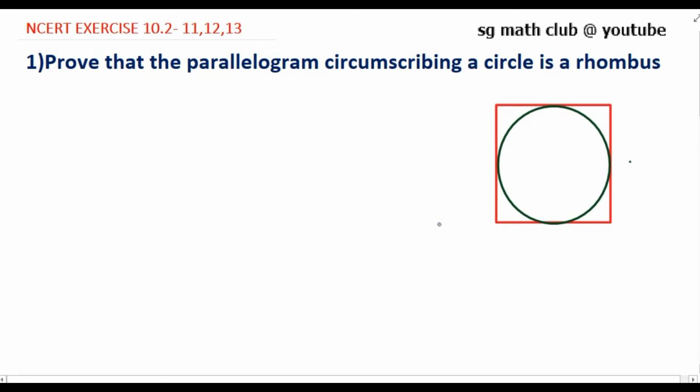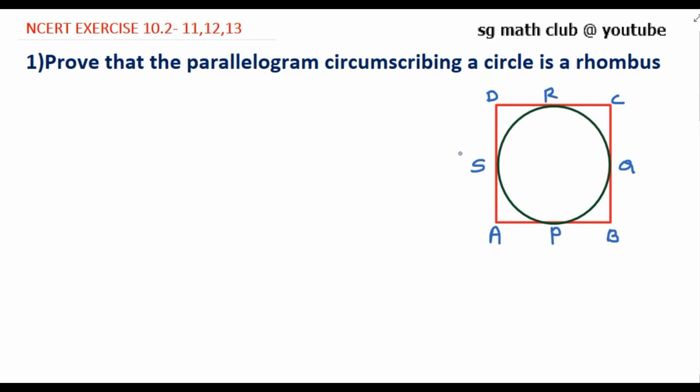So you can see here the parallelogram ABCD, and the circle is inside the parallelogram. That is why it is called parallelogram circumscribing a circle, and the circle touches the parallelogram at P, Q, R, S. We need to prove that this ABCD is a rhombus.